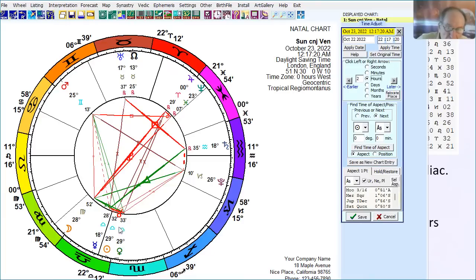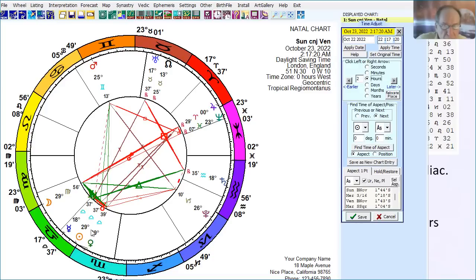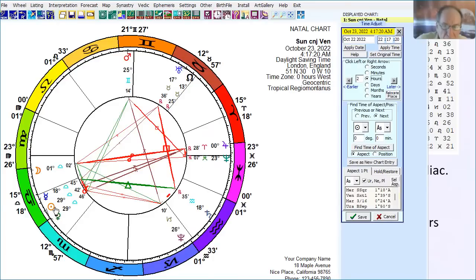And now Venus is 1 minute of arc after the Sun. We go another 2 hours. Now Venus is 2 minutes after the Sun. Another 2 hours. Now Venus is 4 minutes after the Sun. The Sun is 29 Libra 42. Venus is 29 Libra 46. So of course Venus is faster. It's direct. It's going faster than the Sun. It's leaving the Sun. We'll go another 2 hours later.